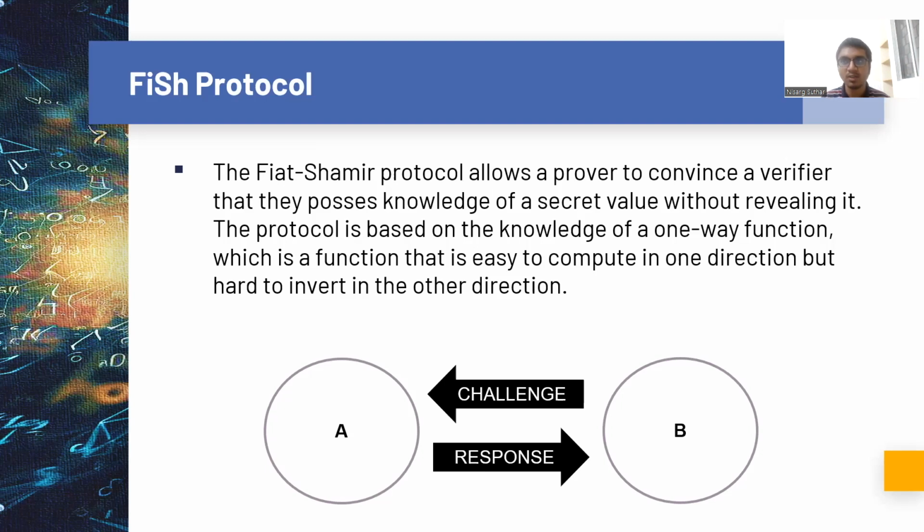It is based on the knowledge of a one-way function, which is easy to compute in one direction but hard to invert in the reverse direction. So here we have a prover, which is known as A, and then we have a verifier B. The verifier B sends a challenge to A, to which the prover A responds.